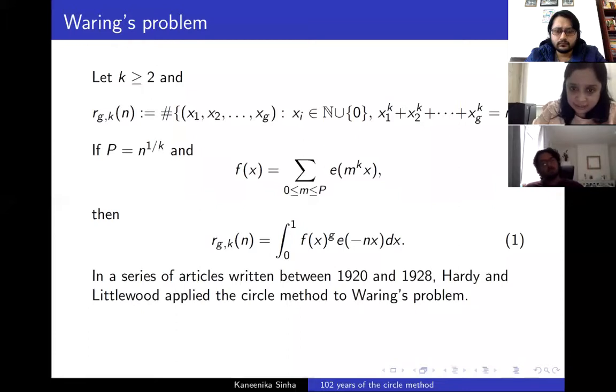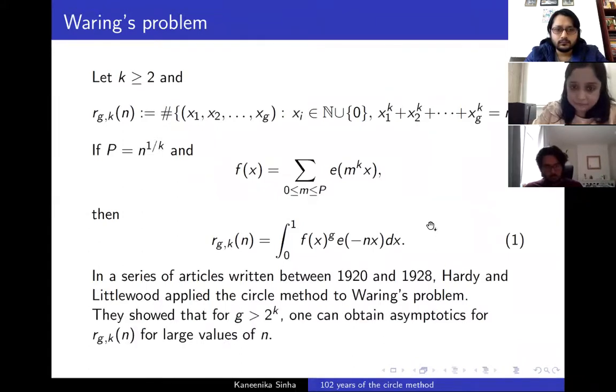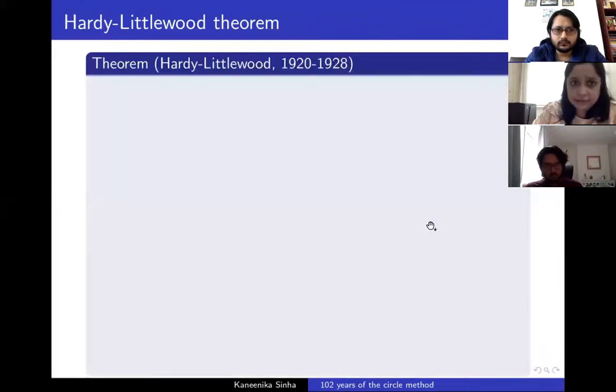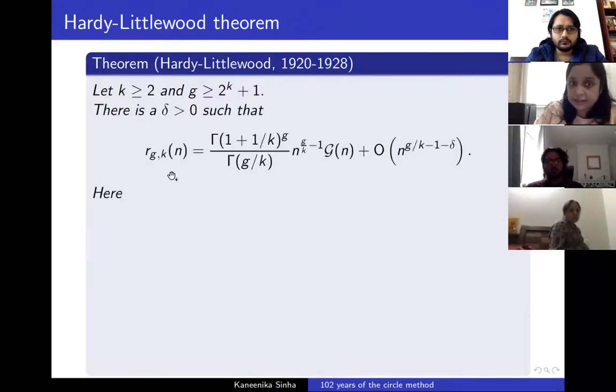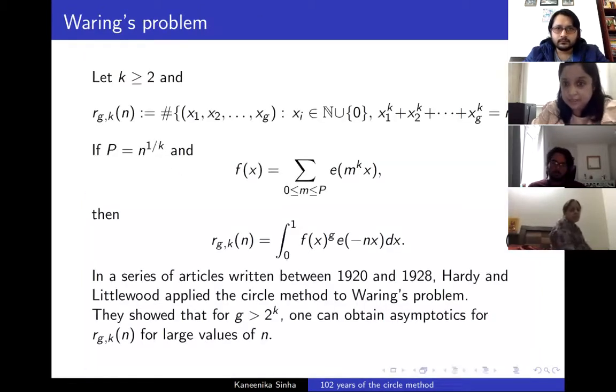And in a series of articles written between 1920 and 1928, Hardy and Littlewood applied the circle method and completely took care of Waring's problem. So here is a more precise formulation of their theorem in the spirit of the theorem of Vinogradov that we wrote down a while ago. So let k be greater than or equal to 2, some power k which you fix, and let g be greater than or equal to 2 to the k plus 1. Okay. Then there exists some delta so that r_{g,k}(n), which is that integral that we just wrote on the previous page in equation 1.